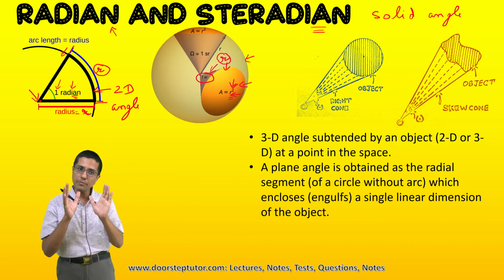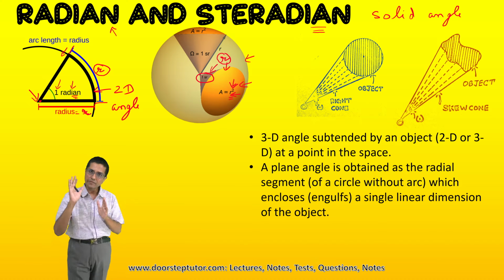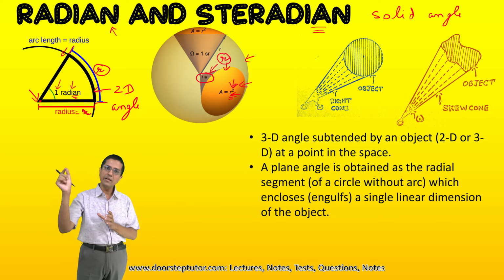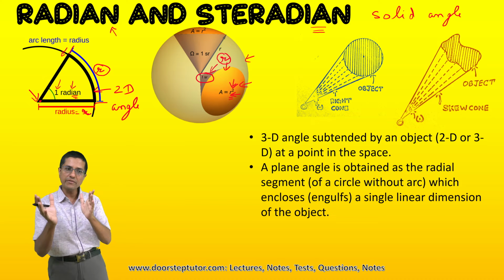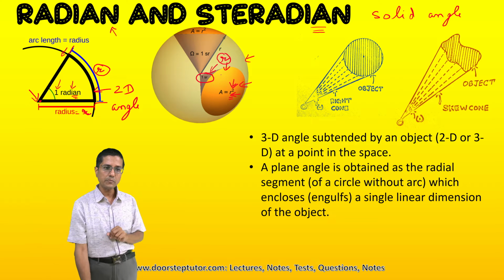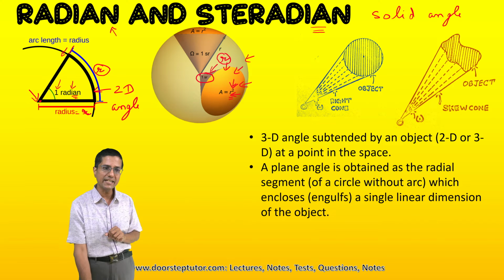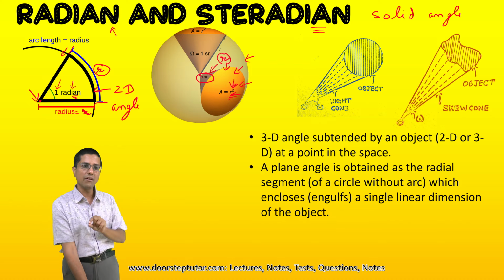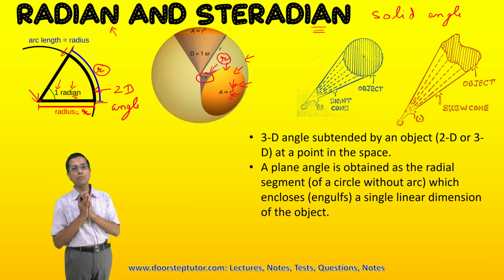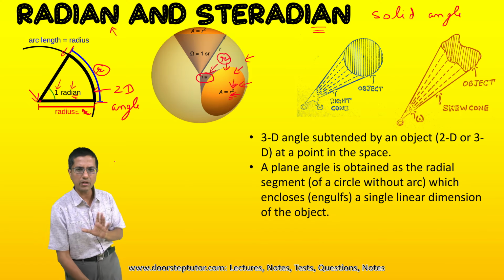So again, to summarize, what is 1 steradian? On the surface of the sphere, we take an area equal to r squared, where the radius of the sphere from which we have carved out this area is equal to r. Then the solid angle which this area would subtend at the center of the sphere would be equal to 1 steradian. Again, very, very simple, not a difficult concept at all.